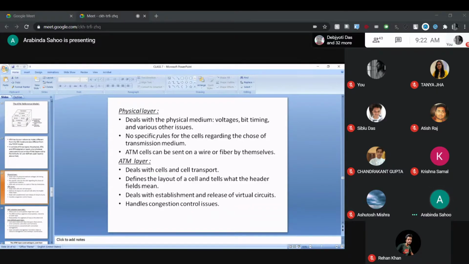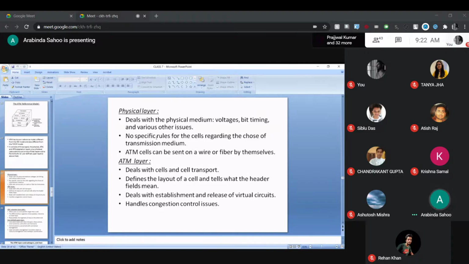So how will it choose the path, whether it is coaxial cable or fiber optic cable? Suppose there are two different media: one is copper coaxial cable, and another one is fiber optic cable. The cell has to choose one of the paths, but there is no specific rule for the cells regarding the choice of transmission medium, so it can transmit through any path. Number three: ATM cells can be sent on a wire or fiber by themselves.